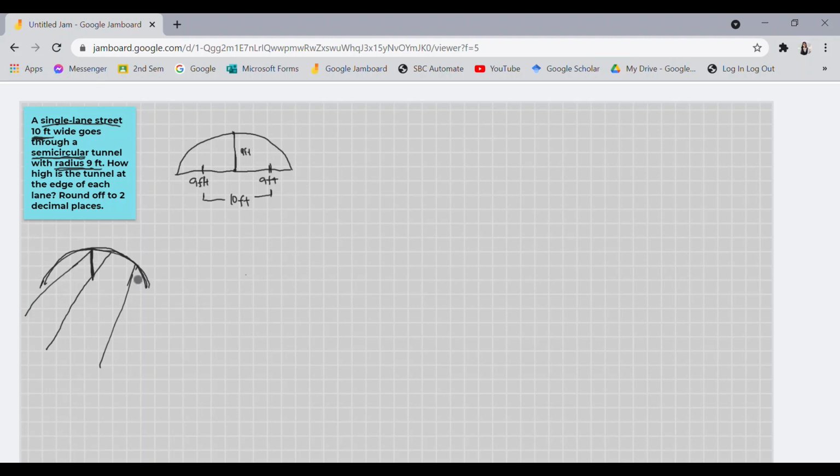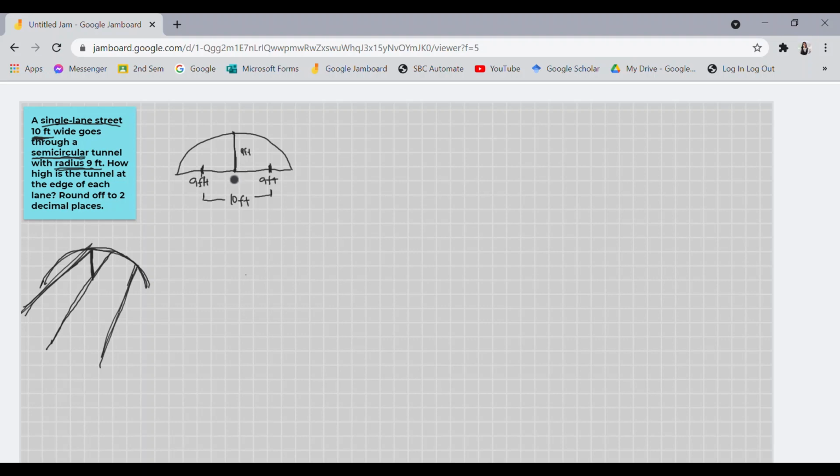As we recall in the problem, this is a single lane. This line in the middle just represents the midpoint or the middle part of the lane. To show you that when we place the lane in this illustration, that 10 feet lane must be in the middle.